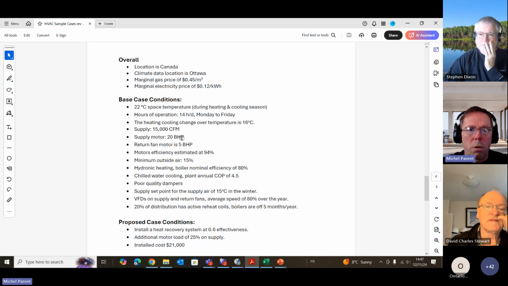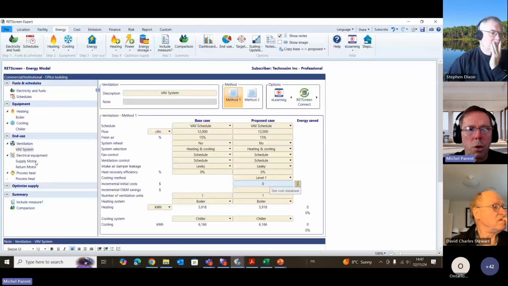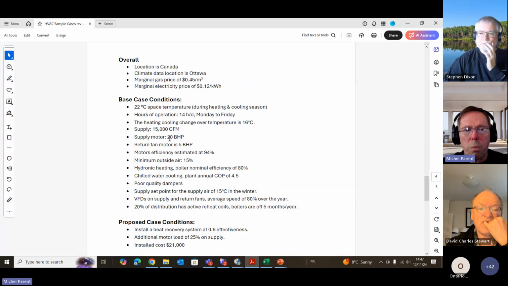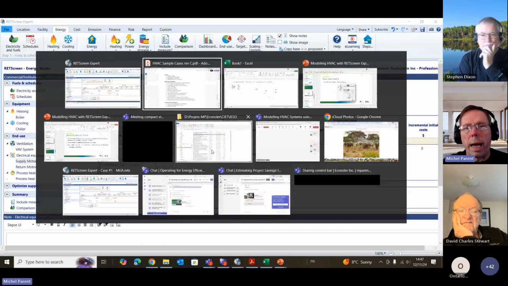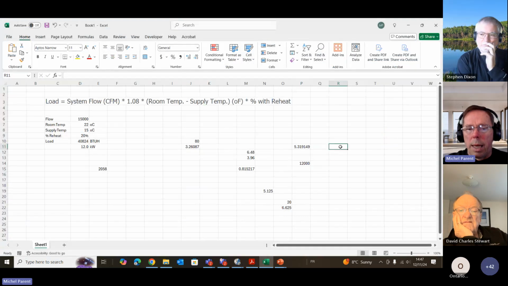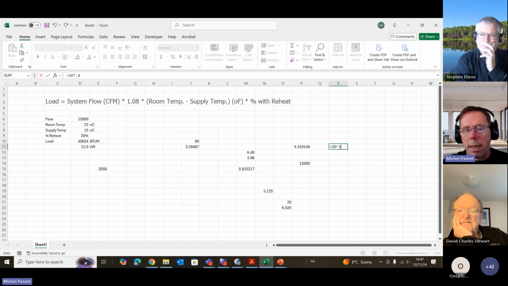For the fans, there's a little thing to do. It's a 20 horsepower brake horsepower motor and 5 brake horsepower return fan, but it's got a VFD. So you've got to adjust that to account for the VFD. And that VFD is at 80%. So you're going to say, hey, I'm 20 horsepower, but it's running at 80%, and it's on a VFD. Whoops. You've got to cube that.